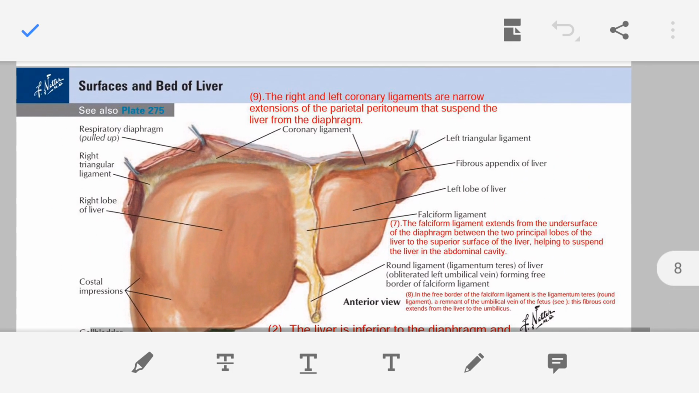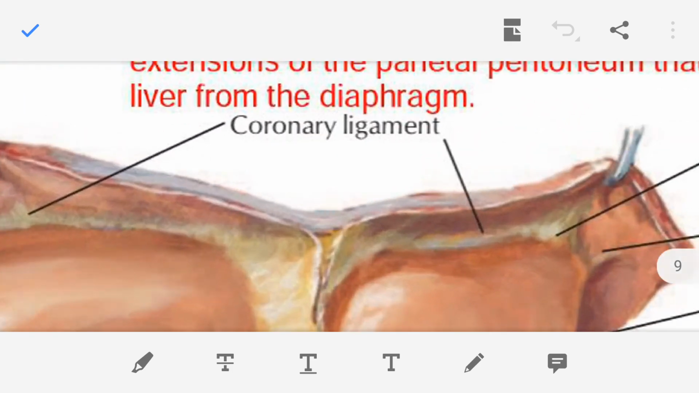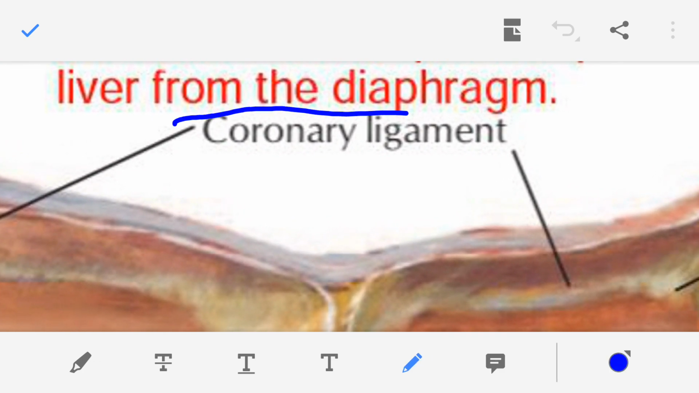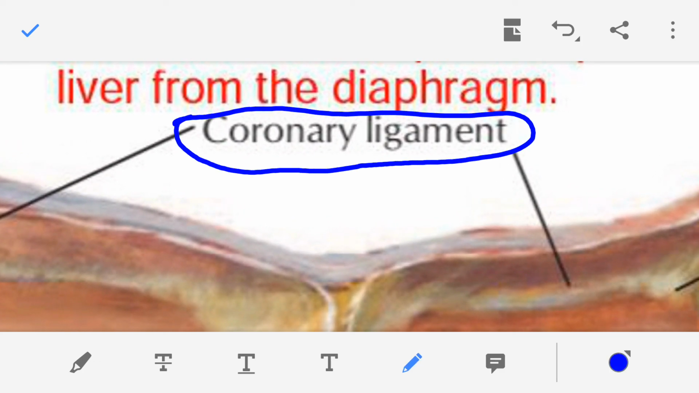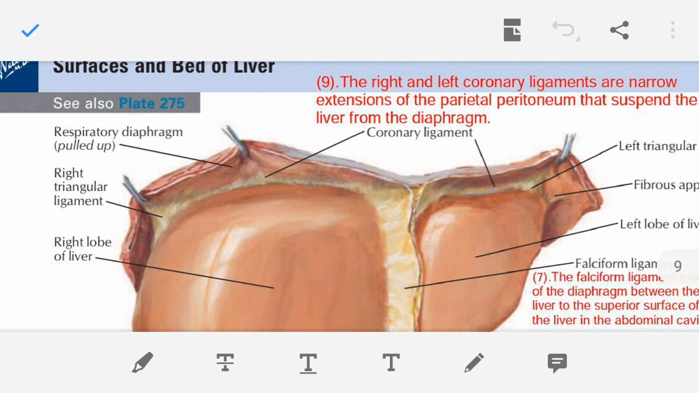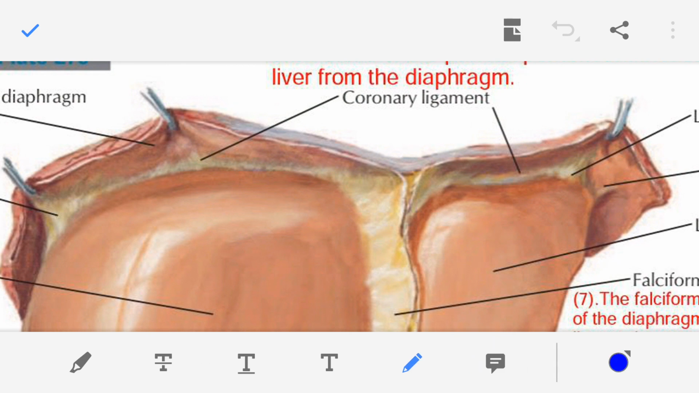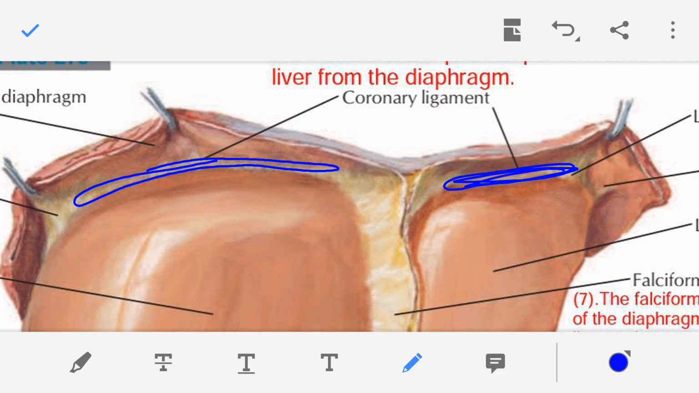Now the 9th point. In the 9th point, we are discussing the coronary ligament. First, you see where the coronary ligament is present. So this is the coronary ligament, and this one is also the coronary ligament.